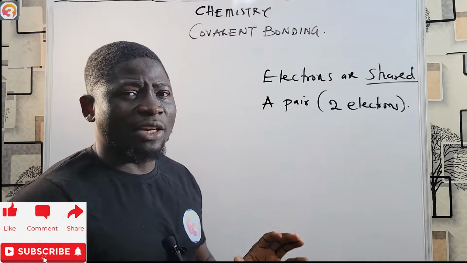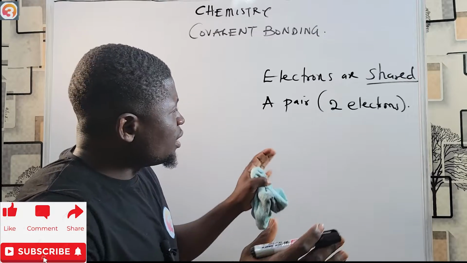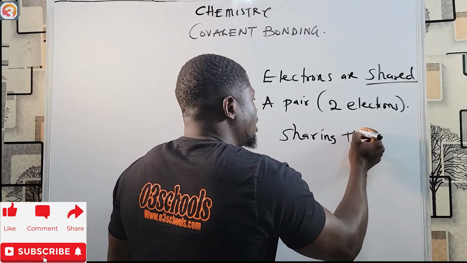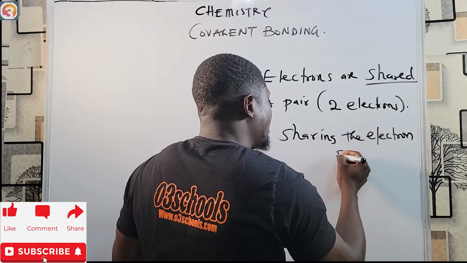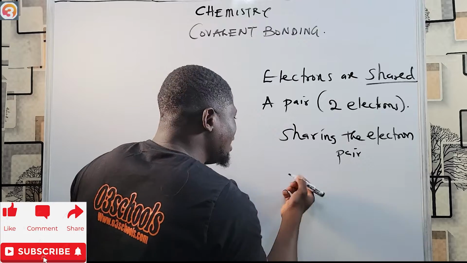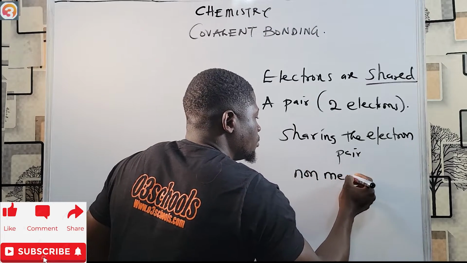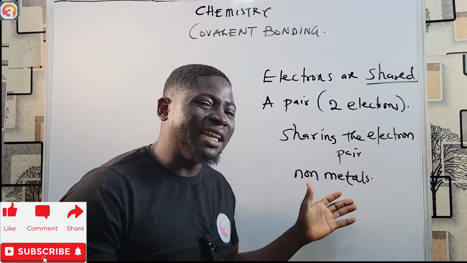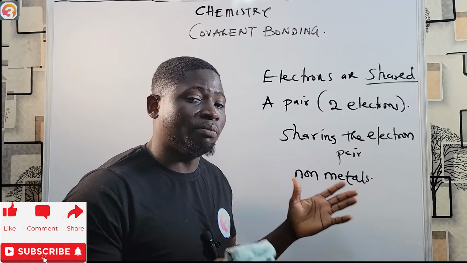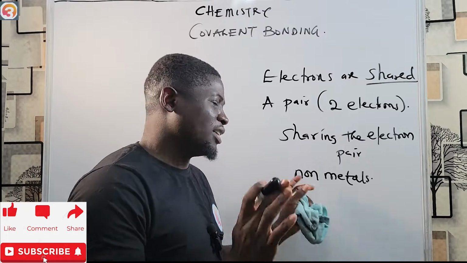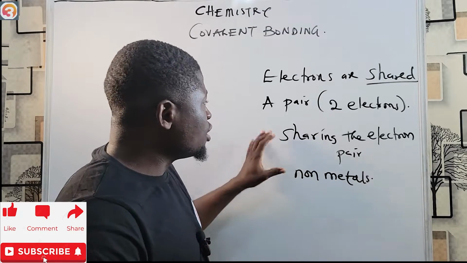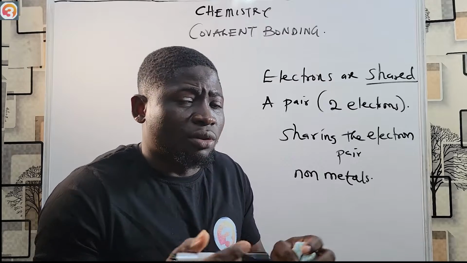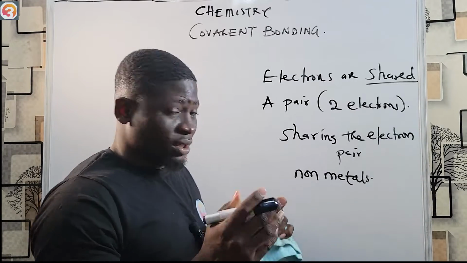Now, another important thing that you need to know is that the two elements sharing this electron pair are nearly always non-metals. They are always nearly non-metals, but there are a few exceptions. That's why I am choosing my words very carefully, right? So the two elements that are sharing this electron pair are nearly always non-metals, but few exceptions do exist. All right, so you must take note of that.